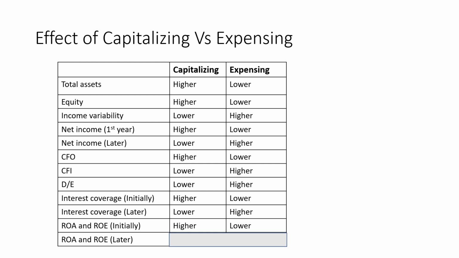Now in the later period, due to depreciation and amortization, the net income will be lower in the capitalizing method. As a result, the ROA and ROE will give a lower result. However, we have already charged the expense in the initial period. Therefore, there is no impact on the net income in the latter periods. As a result, the ROA and ROE will give a higher rate.